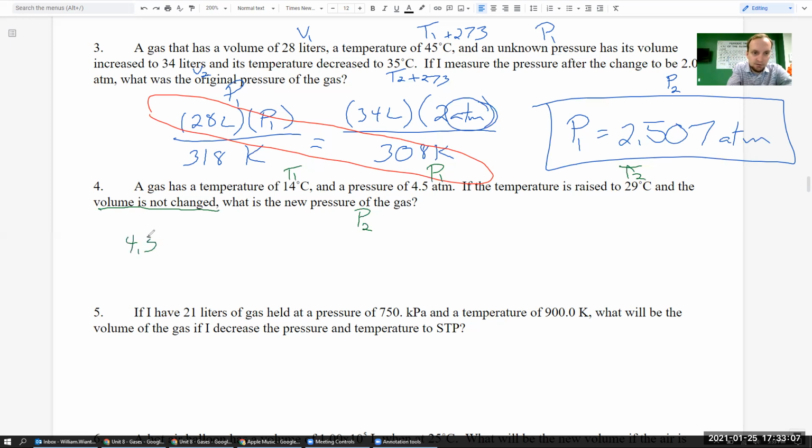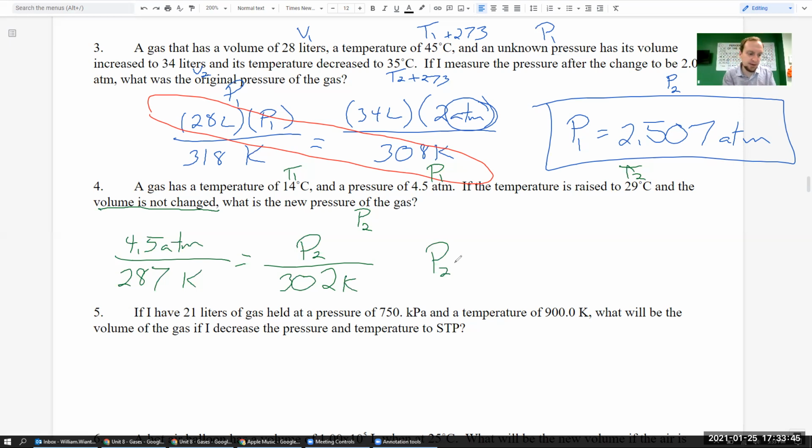My P1 is 4.5 atmospheres divided by my T1, which again is 273 plus 14, so that'd be 287. And then I'm going to have my P2, which I don't know what it is, over my final temperature, which is 273 plus 29. So that'd be 302. Sorry, my math is not always the best, ironically. Teaching chemistry, you'd think I was good at math, but nope.